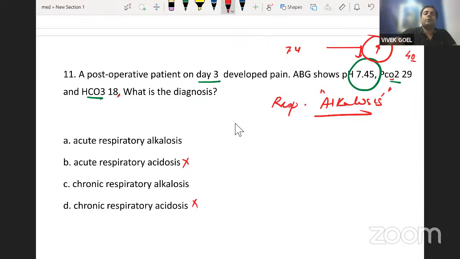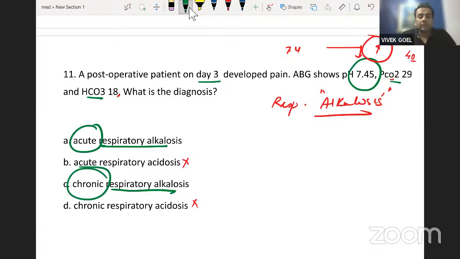Of course, we do not say anything about the compensation here. So it is basically a respiratory alkalosis. This is beyond any doubt. Now, the question asks whether it is acute or chronic. This is the burning question which I have been getting in my messages day in and day out. Please understand, the language of the question has to be very meticulously stated to us.